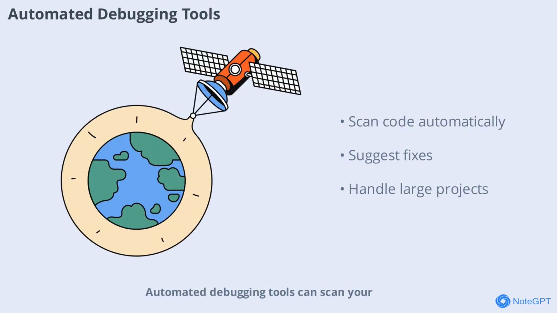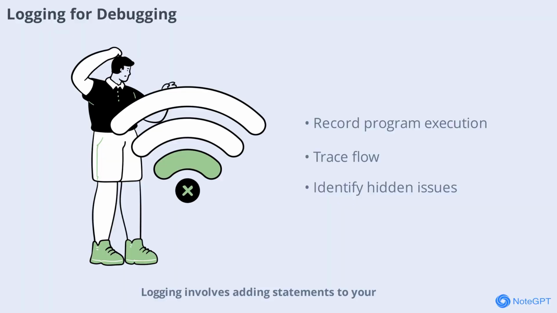Automated debugging tools can scan your code for common errors and suggest fixes. These tools use algorithms to detect patterns that often lead to bugs. While they can't catch every issue, they're a valuable first line of defense, especially for large projects with thousands of lines of code. Logging involves adding statements to your code that record information about program execution.